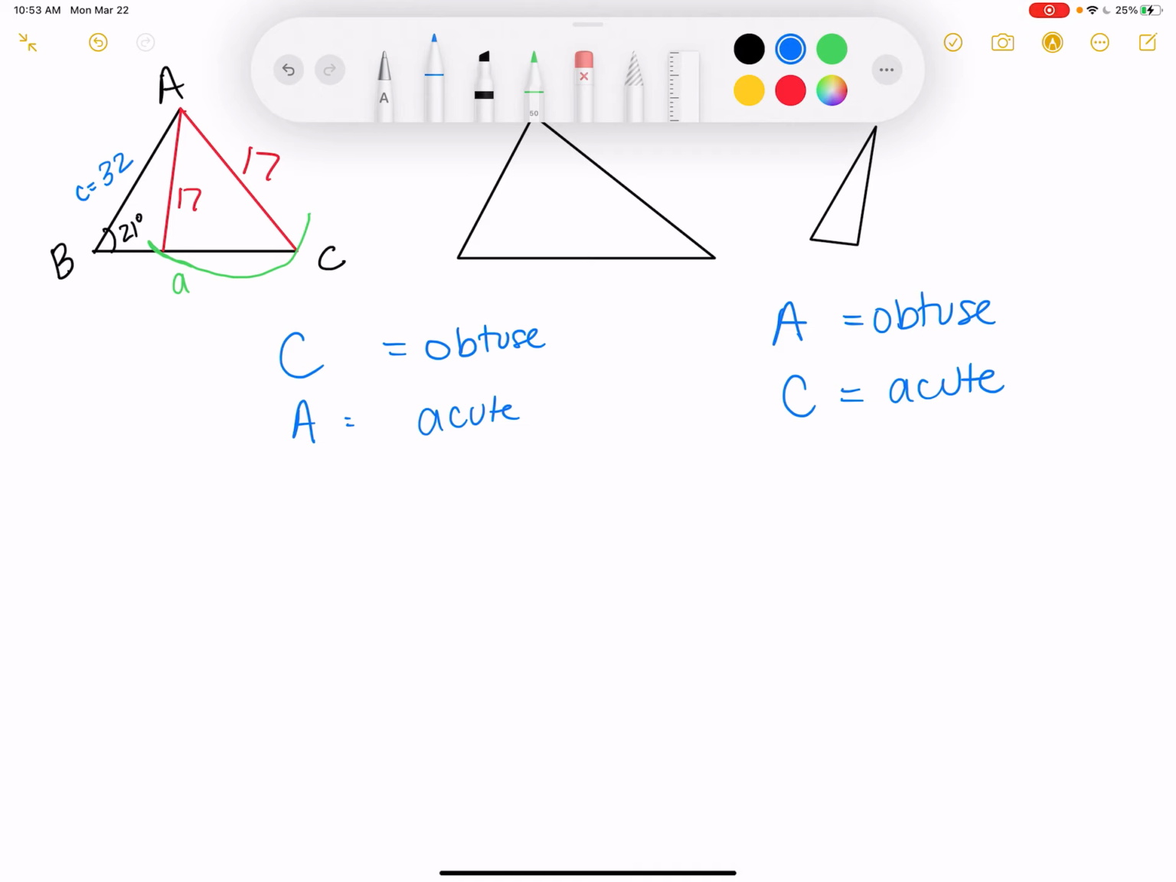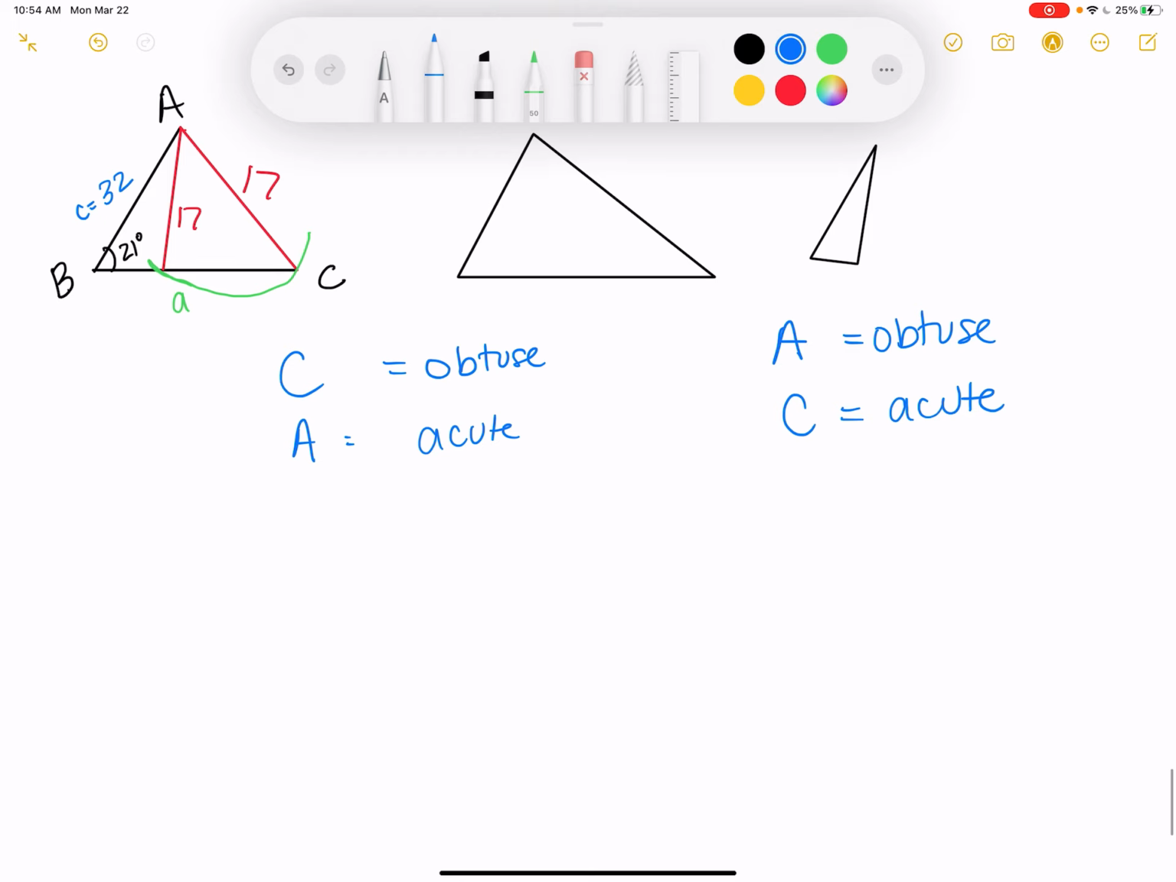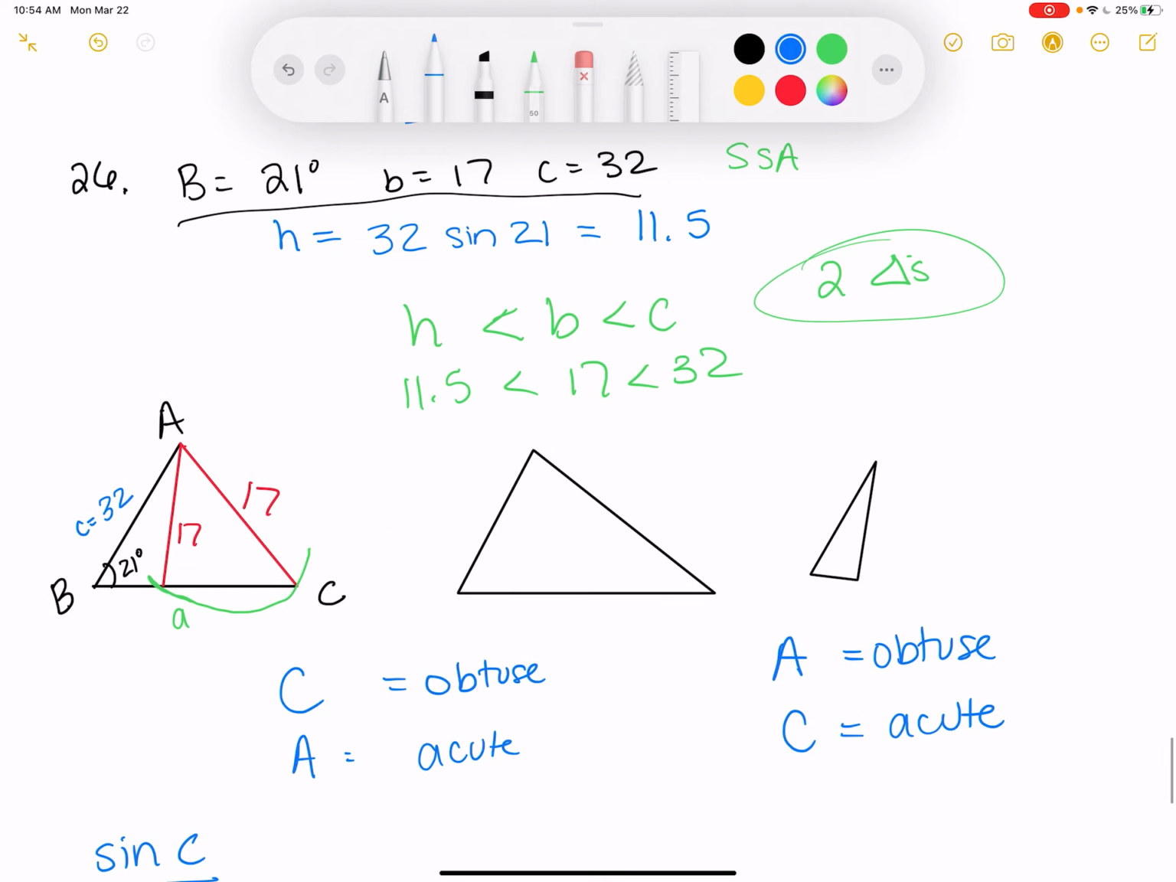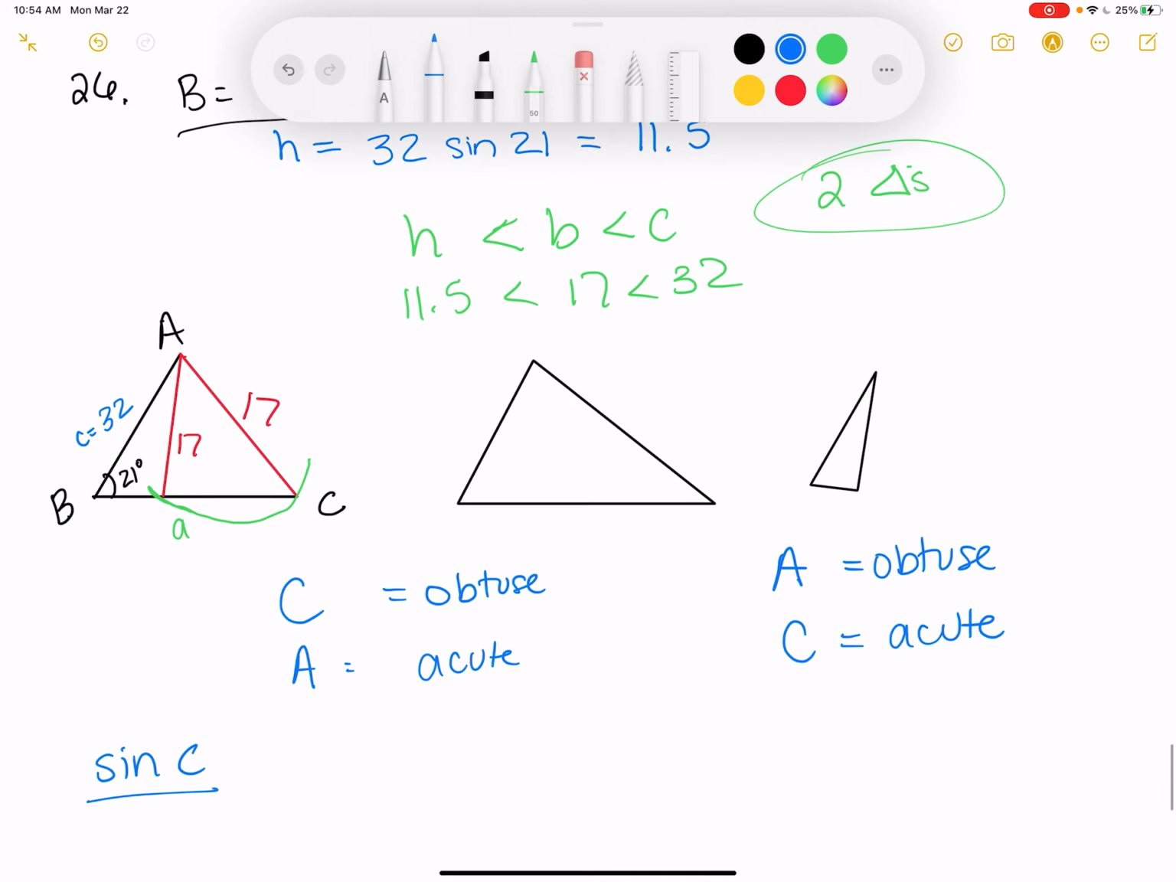Oh my goodness. Why can we find maybe side A? I don't remember which one we're finding first, but we're finding one of them first. Can we find side A? No, we are going to find angle C first. Okay, so what we are going to do is sine of C over 17. 32. Why is it not 17? Because C is 32.